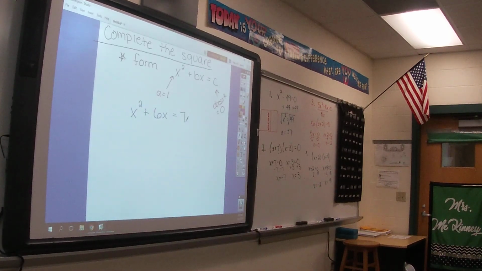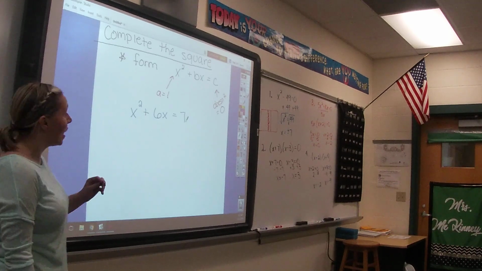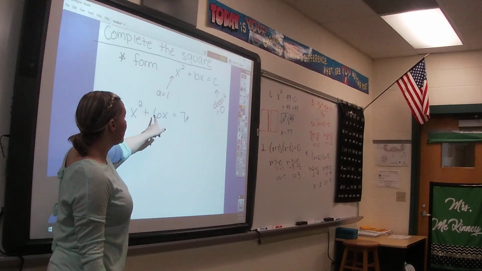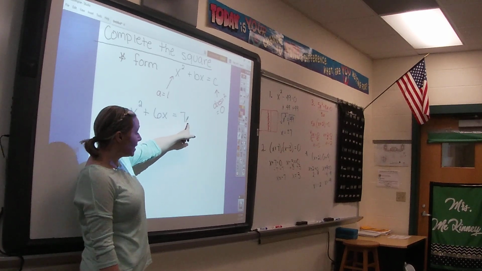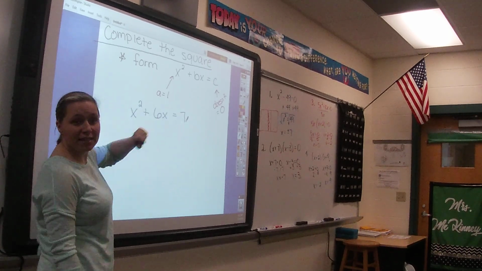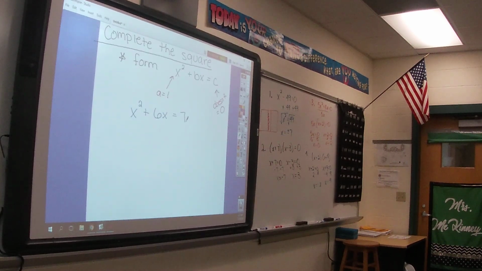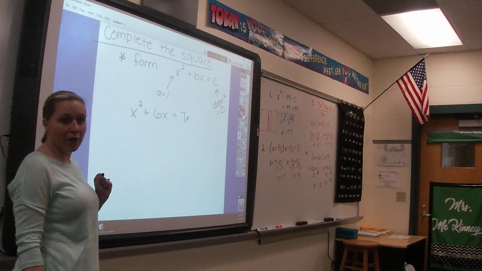Start simple. Maybe we have something like x squared plus 6x equals 7. We would say that this is in the correct form, right? x squared plus bx equals c. We do not want to move this 7 back over. Now, we could move the 7 back over if we wanted to solve by factoring or if we wanted to solve by taking the graph and finding the roots and zeros. But for completing the square, this is the form we want it in. a is equal to 1, so we're good there.